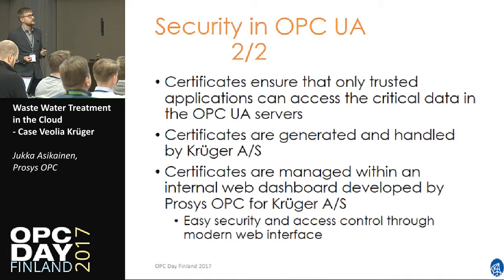So, as I said, only the trusted applications can have access to critical data in the OPC UA servers. And these certificates are created and handed by the Krüger for their customers. And we also built a small web dashboard which they can use to create those certificates and also to trust or to revoke all the connections and all the certificates which are connecting their OPC UA servers. So it's made quite easy to handle the security.